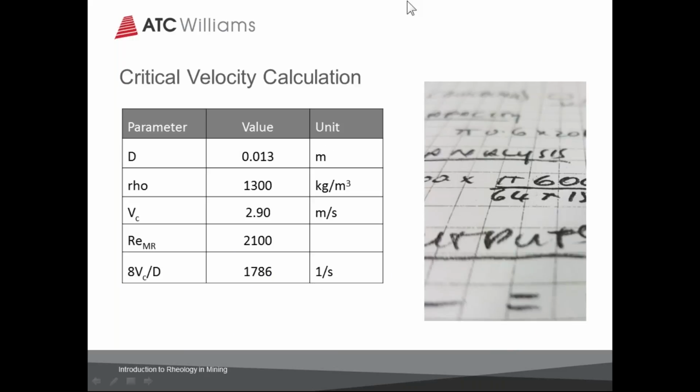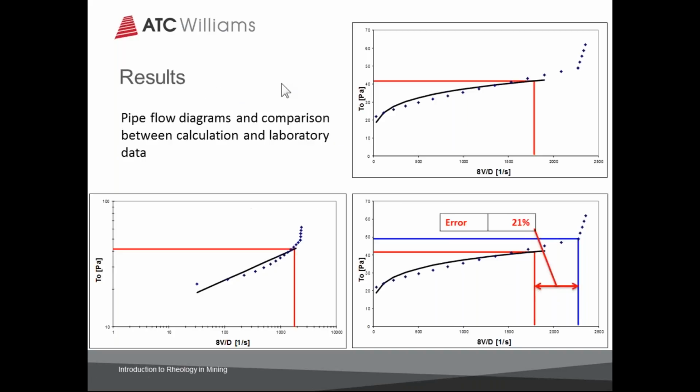using the Metzner-Reed approach. In particular, what we're interested in is the critical velocity calculation. That's where it changes from laminar to turbulent flow. And the calculation gives us a critical velocity of 2.9 meters a second at the Metzner-Reed Reynolds number of 2,100. And we can take this back and then compare that with the measured critical velocity.